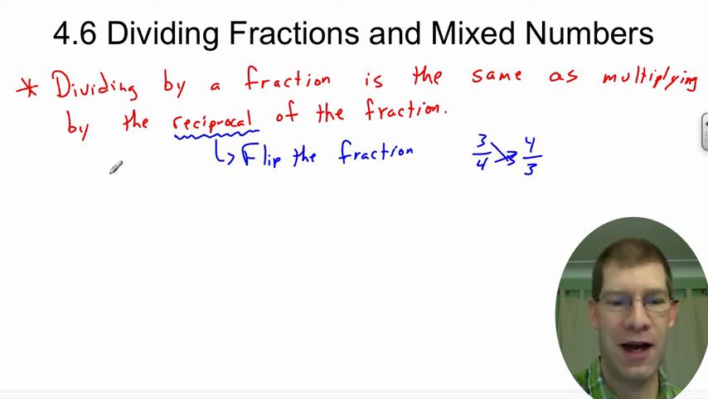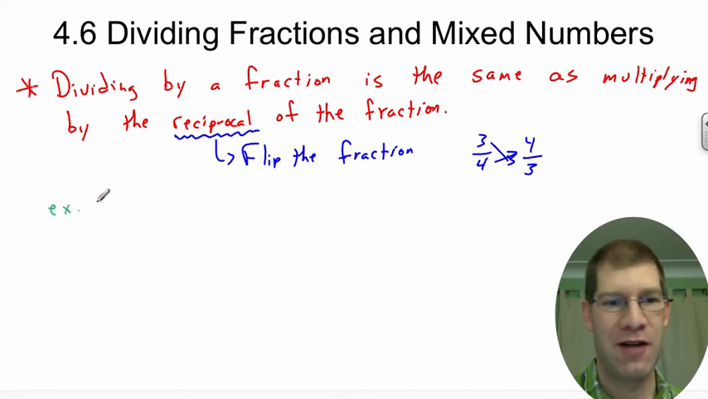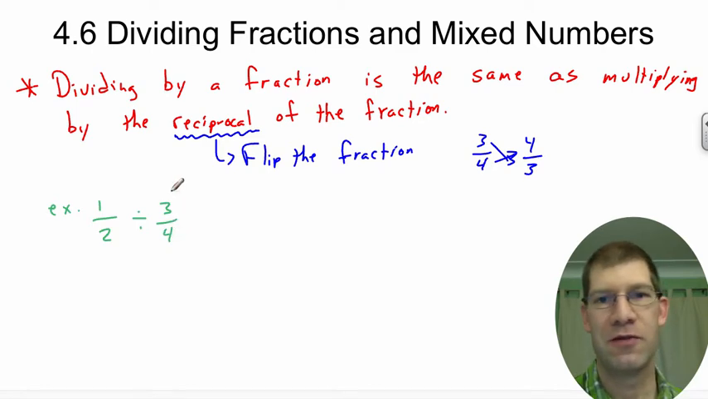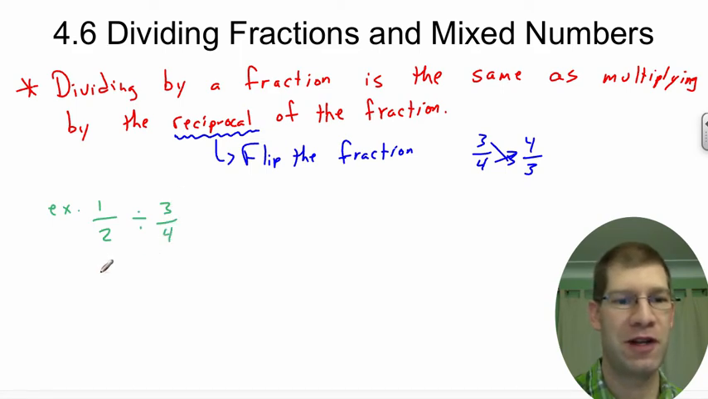Alright, so if we go back, I'm going to start with two simpler fractions, and we'll get into the mixed numbers next. If I have 1/2 divided by 3/4, the first step, to change this back to a nice multiplication problem, is we flip the 3/4. So I have 1/2 times 4/3.